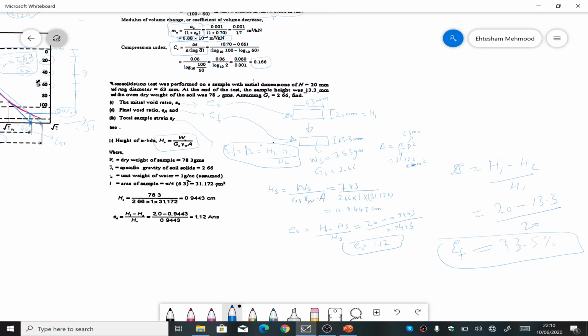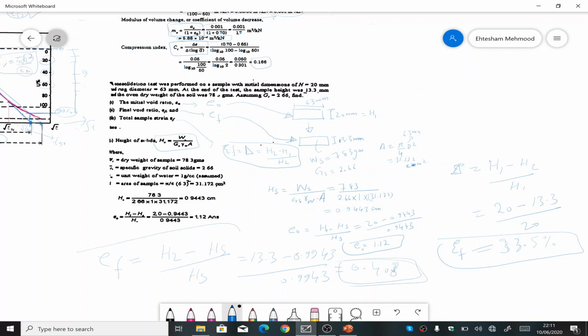Lastly, the last part is finding out ef. So ef is equal to the second height H2 minus height of soil solids over height of soil solids. So H2 was 13.3 minus Hs, which was 0.9443, over 0.9443. So the answer is 0.408. So this is ef.